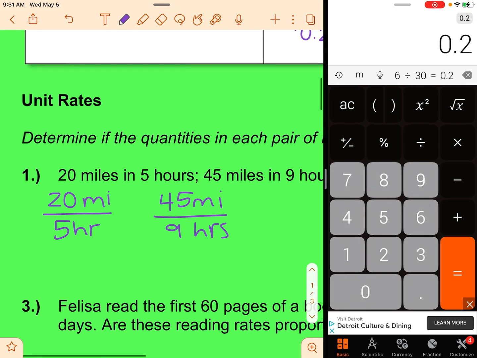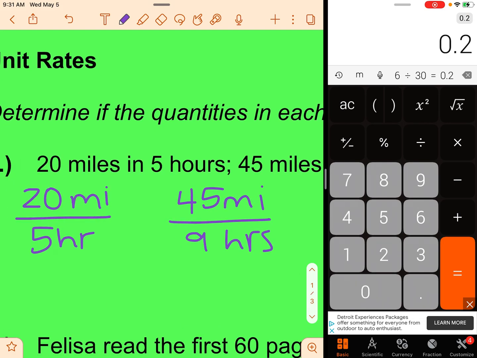And the one thing we need to be super careful about when we're setting up our proportions or our ratios is that our miles are both on the top and our hours are both on the bottom. Okay, we couldn't have switched it because then it is not the same. You could have put hours on top and miles on bottom, but you couldn't have switched one of the fractions.